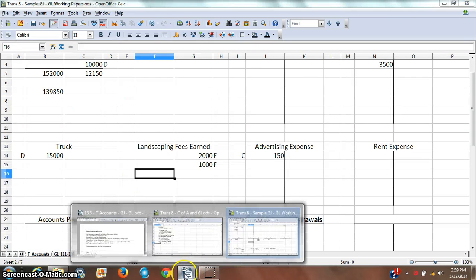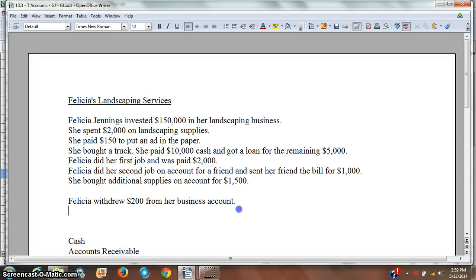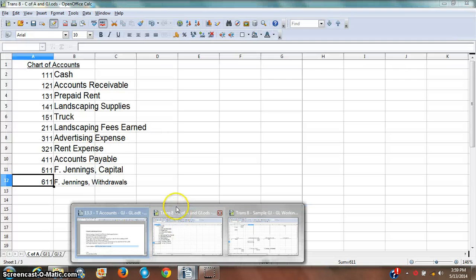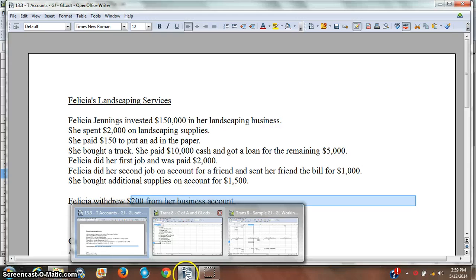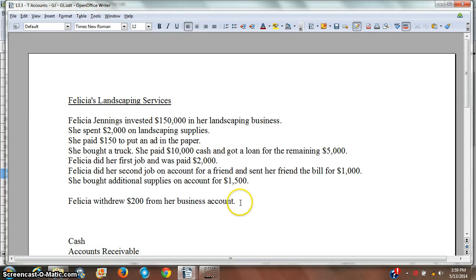And in my problem data here, I have: withdrew $200 from my business account. I want to use that money for going out to eat with my friends or for something else. That's not really a business expense. This is something that is personal. I'm not doing this for landscaping. I can't write it off with the government. And it's important to keep track of that stuff separately.